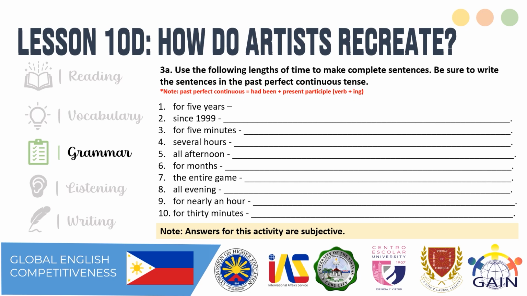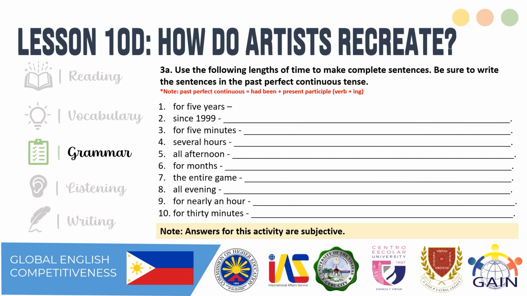Your grammar skill will be put to a test once more through Activity 3A. Use the following lengths of time to make sentences. Also, be sure to use the past perfect continuous tense of the verb. It follows this pattern. Had been plus present participle, or the root form of the verb plus ing. It is used to express the action that started in the past and continued in the past for some time. Now, remember that answers for this activity are subjective. As long as you follow the pattern and make sure to include the time expressions, then you're good to go.